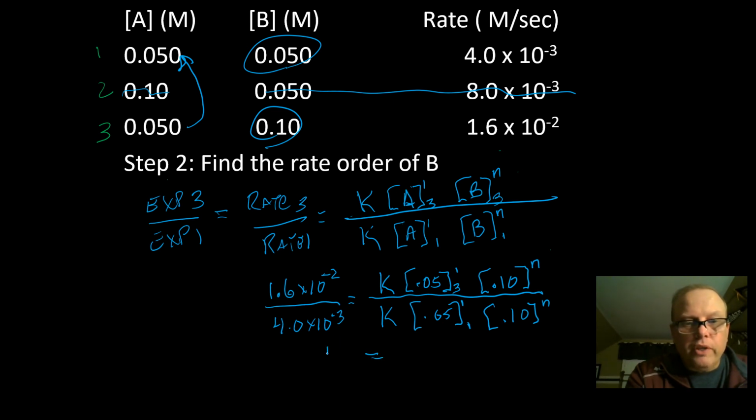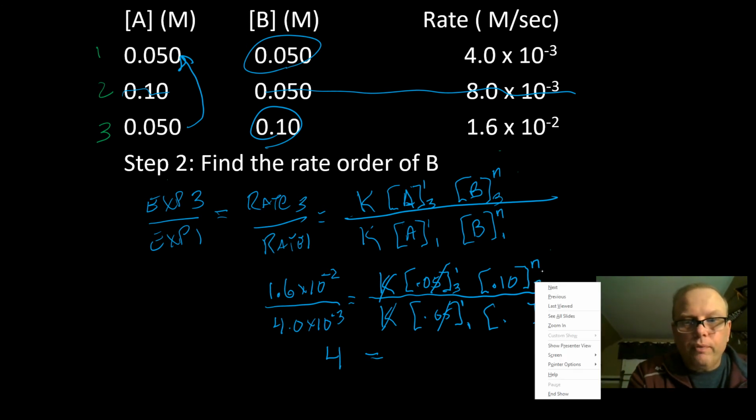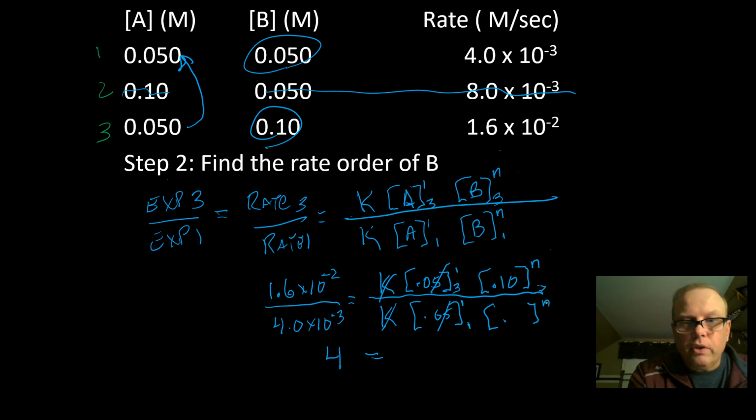1.6 divided by 4, so that's going to be 4. Our K's cancel out, these cancel out, and I miswrote that entirely. Where is the eraser? If you were paying attention, and I know you were, this is for the third, and this is for the third, and this was for the first, so I should have put in 0.05. So 0.1 divided by 0.05 is going to equal 2.